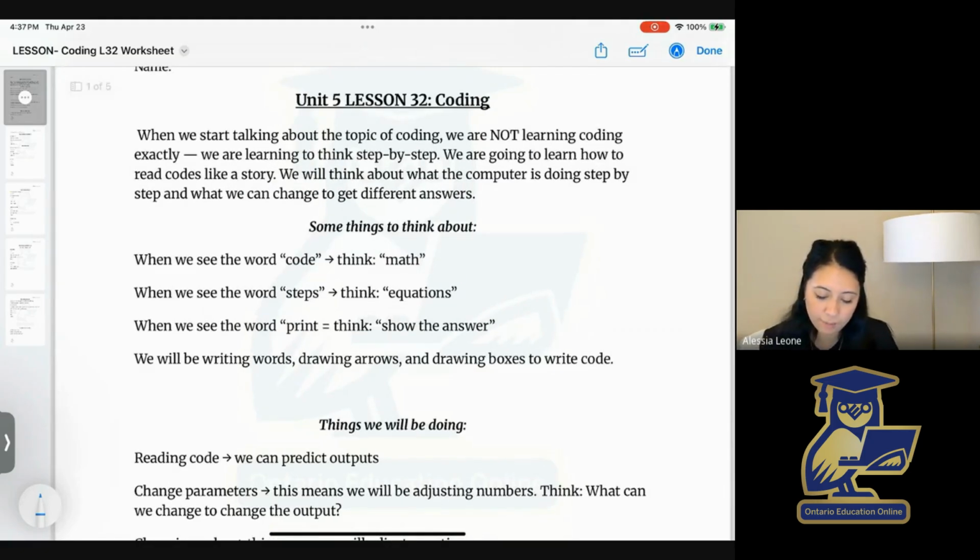When we start talking about the topic of coding, we are not learning coding exactly. We're learning to think step by step like a computer. We are going to learn how to read codes like a story. We will think about what the computer is doing step by step and what we can change to get different answers. So if you put something into a computer, it'll give you one thing. How can we change what we put in to get something else?